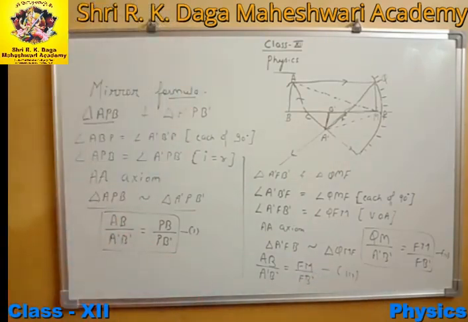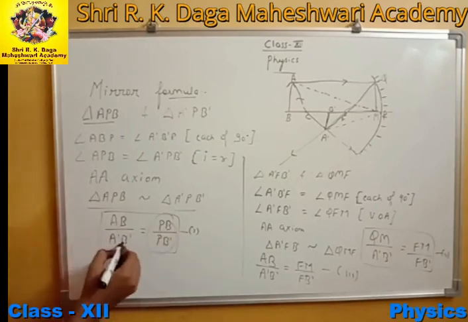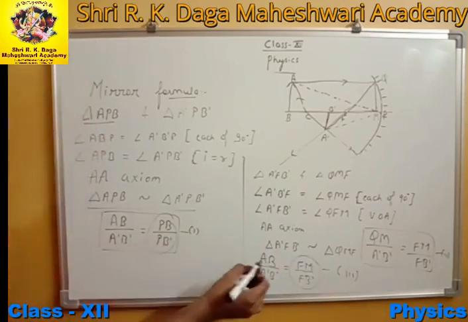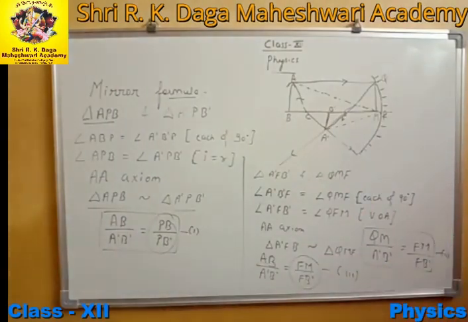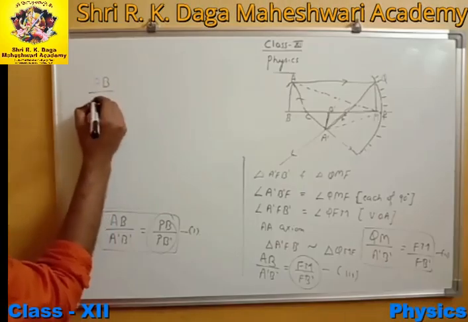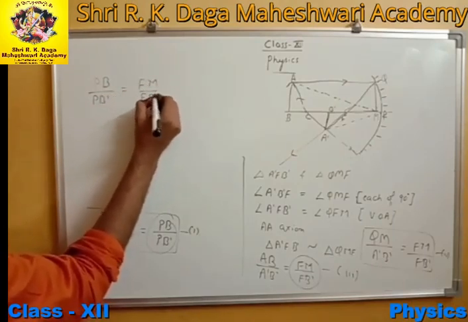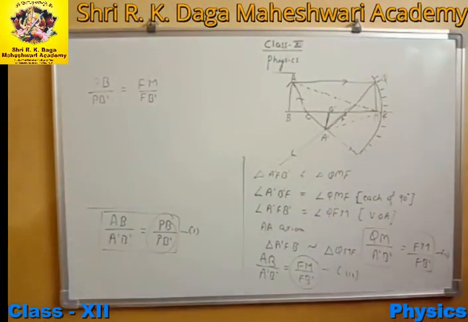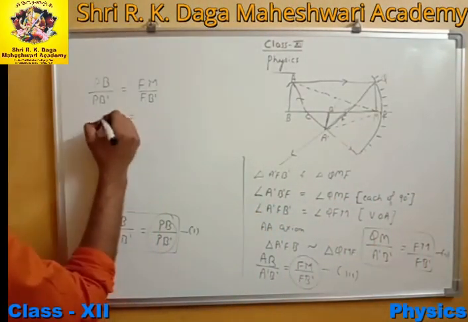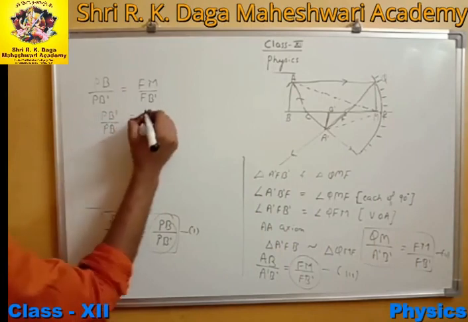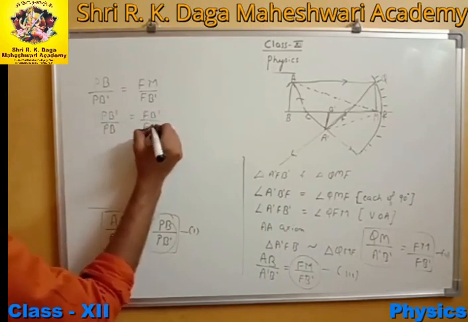On comparing equation 1 with equation 3, what do we get? If this is equal to AB upon A dash B dash and this is also equal to AB upon A dash B dash, then these both must be equal to each other as well, right? So what do we get from here? We will get PB upon PB dash is equal to FM upon FB dash, right? Or if I write it in reciprocal form, then I will get PB dash upon PB is equal to FB dash upon FM.